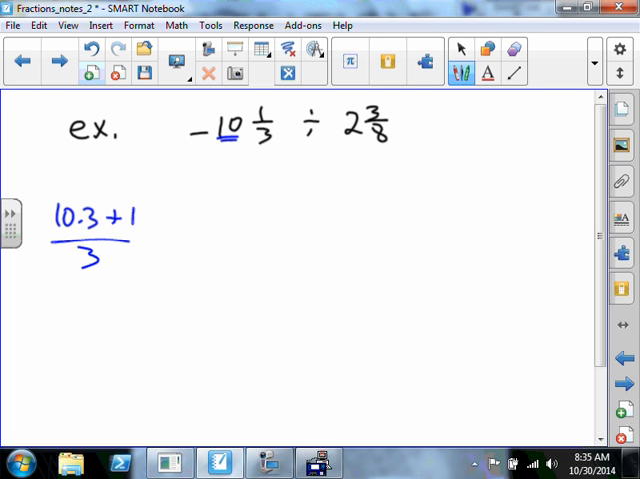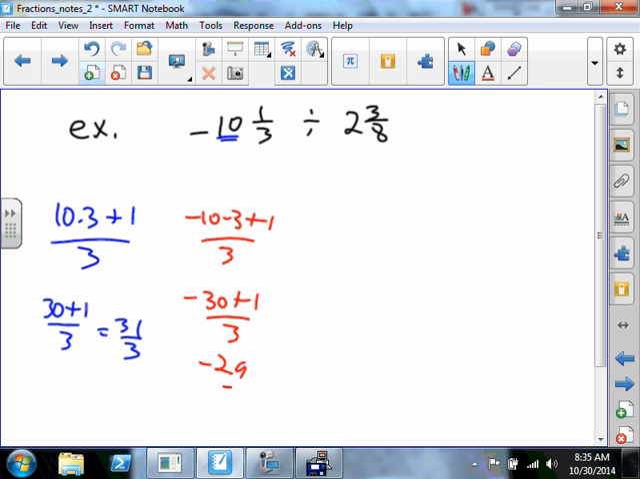So 10 times 3 plus 1 is 30 plus 1 over 3. It's 31/3. If you had done this the wrong way, you would have had -10 times 3 plus 1 over 3, which is -30 plus 1 over 3, and you would have had -29/3. And it's not -29/3. It's actually -31/3. It is 31/3, and it is negative, but it's not -29/3.